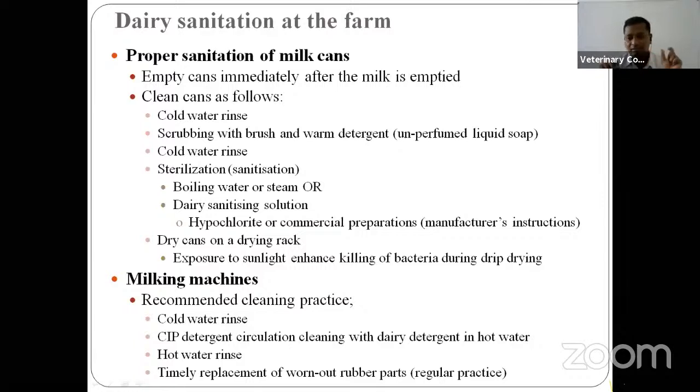And in these rubber devices, there is a buildup of microorganisms. Constantly keep on replacing them at regular intervals, so that they perform well and will not contaminate the milk. This is the hygiene of the milk receptacles, utensils and milking machines at the farm itself. We are still in the farm.